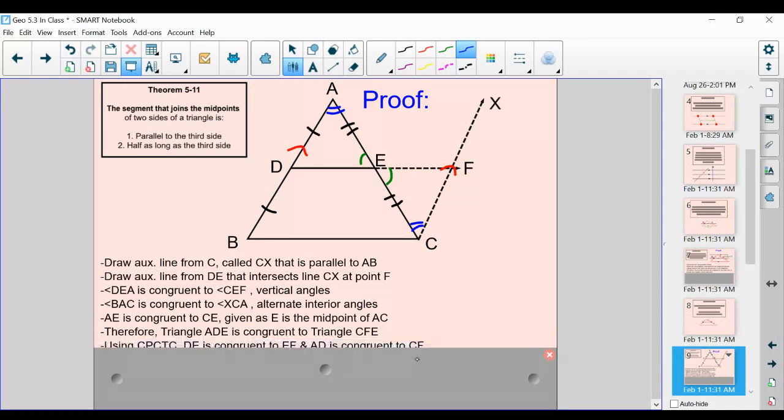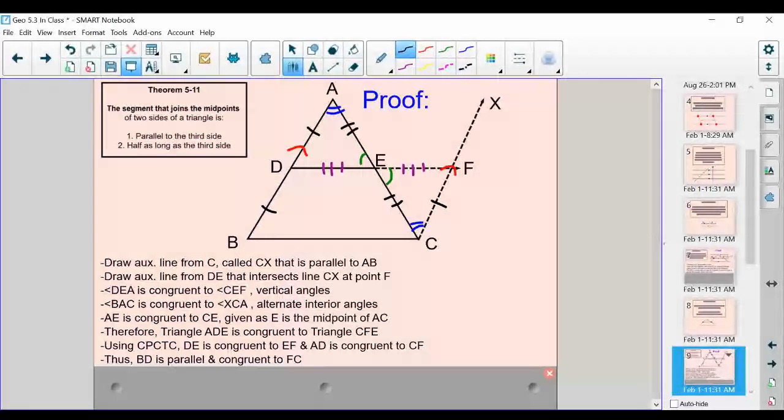From here, we can use corresponding parts of congruent triangles. So DE has to be congruent to FE or EF, and we know that AD is congruent to CF. So notice how I'm using the same marking on AD as I am for CF because those are corresponding parts.